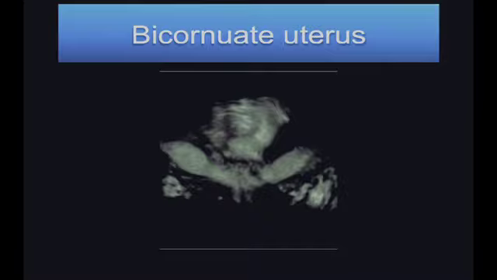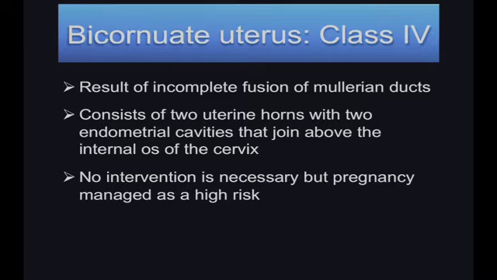So this is a bicornuate uterus. As we can see, there are two uterine horns, but they do join immediately above the cervix. So a bicornuate uterus is a class 4, which is the result of incomplete fusion of Müllerian ducts. It consists of two uterine horns with two endometrial cavities that join above the internal os of the cervix, like I already mentioned. No intervention is necessary, but this pregnancy would be managed as high risk. And we would also know that a complication such as a vaginal septum that we would see with a uterus didelphys would not be anticipated.